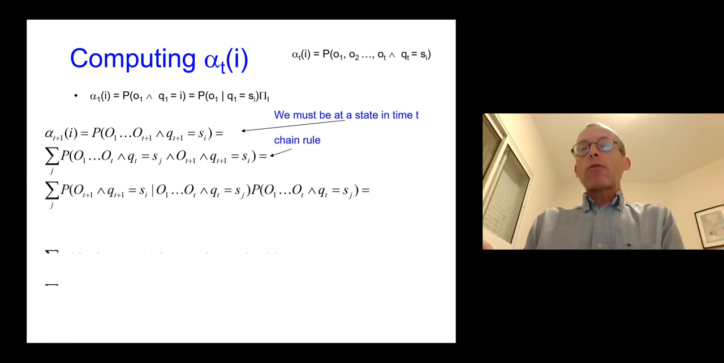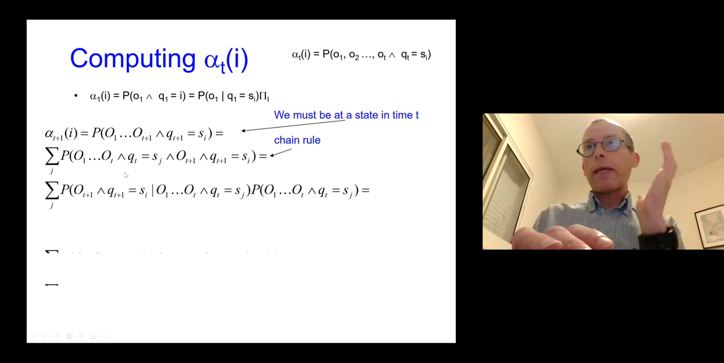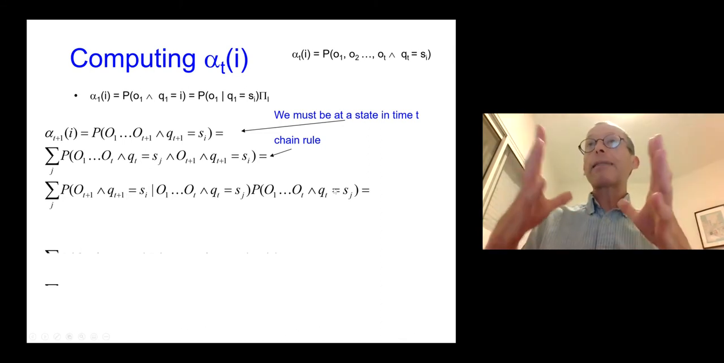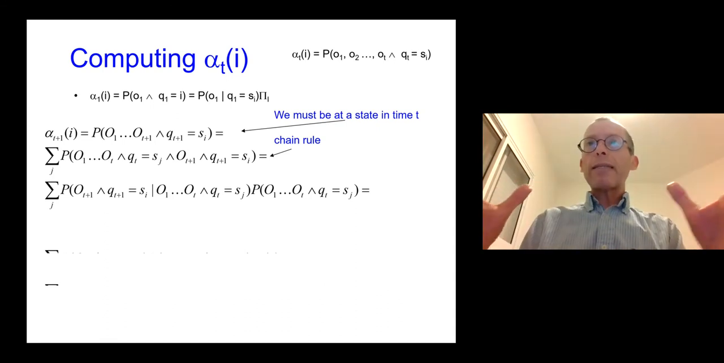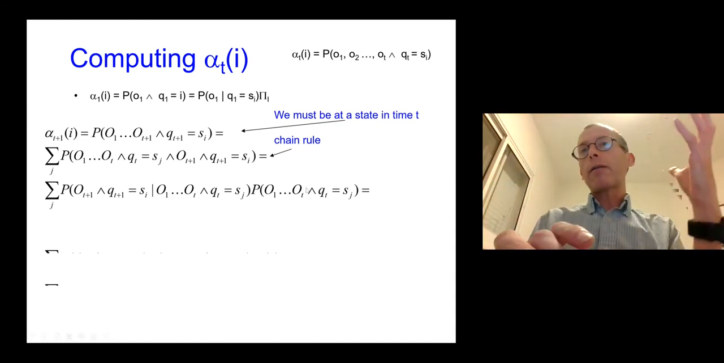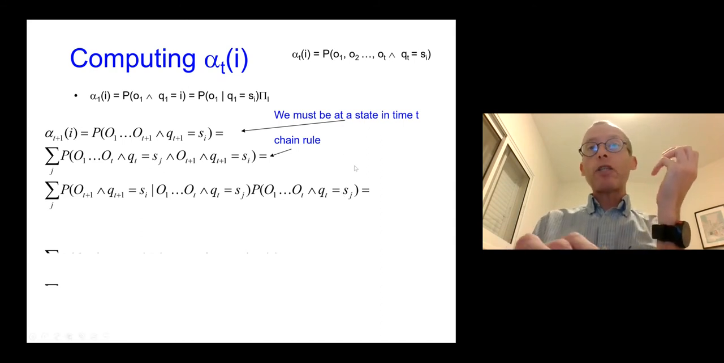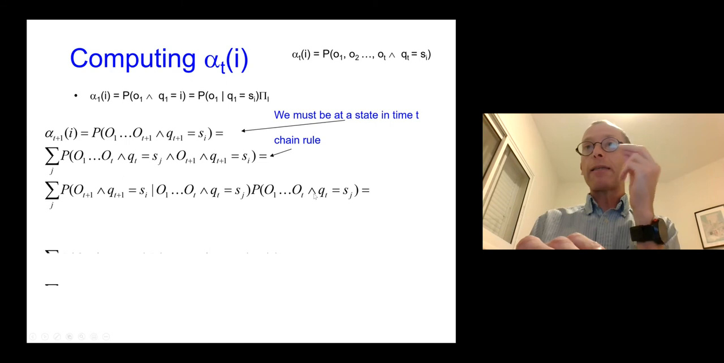Now we can use the chain rule to break it. And from here, it's going to be pretty easy, right? We use the chain rule. This is, again, by definition, P of O t plus one and q t plus one equals SI conditioned on this, times P of this, right? Just divided the variables into two sets. One set we conditioned on and then we compute the prior one, that's it. Okay, now, what is P of O1 to Ot and qt equals SJ? That's our definition of alpha t of J, right? That's the definition, so that's easy, we have that.